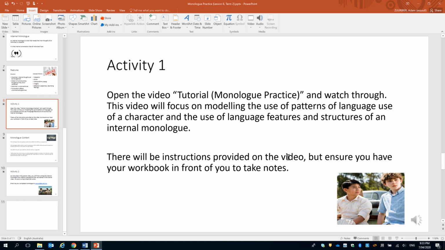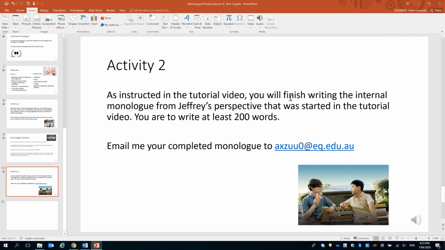The purpose of that activity is to build your understanding of how to apply the voice of a character in a monologue, and also to use those language features and structures of the text type. So we're going to jointly start a monologue from Jeffrey's perspective together, and once we're about 250 words in or thereabouts, you are going to continue on with that monologue on your own, write the rest of it, and then email it to me. Remember that you need to write at least another 200 words from the ending point.